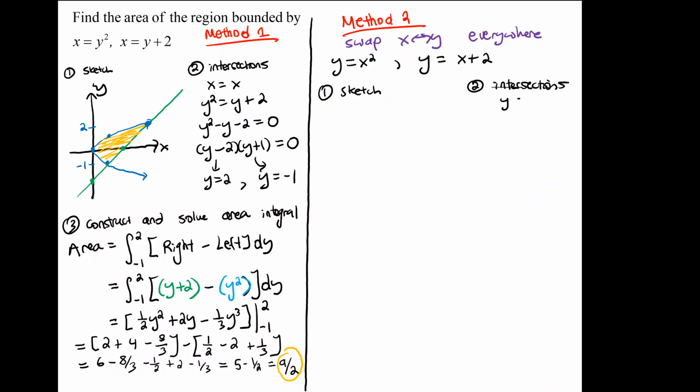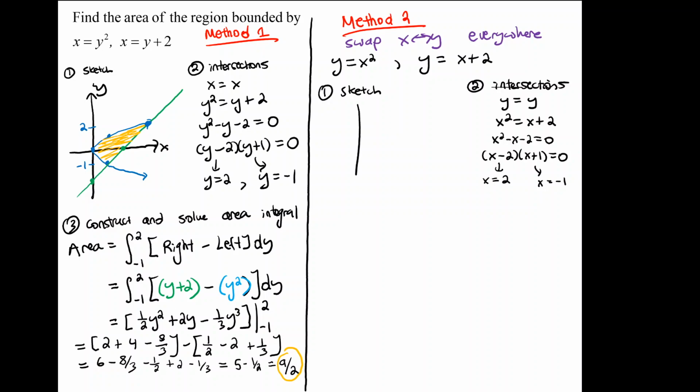So for the intersections, if we're going regular, we set y equal to y. So x squared is equal to x plus 2. Look what we had on the left-hand side: y squared is equal to y plus 2. Let's keep going. x squared minus x minus 2 is equal to 0. Everything's going to be the same. x minus 2 times x plus 1 is equal to 0. So we get two solutions. x is equal to 2, x is equal to negative 1.